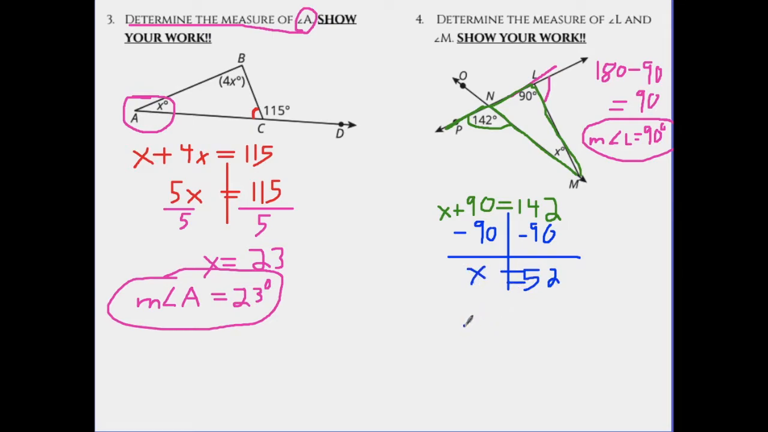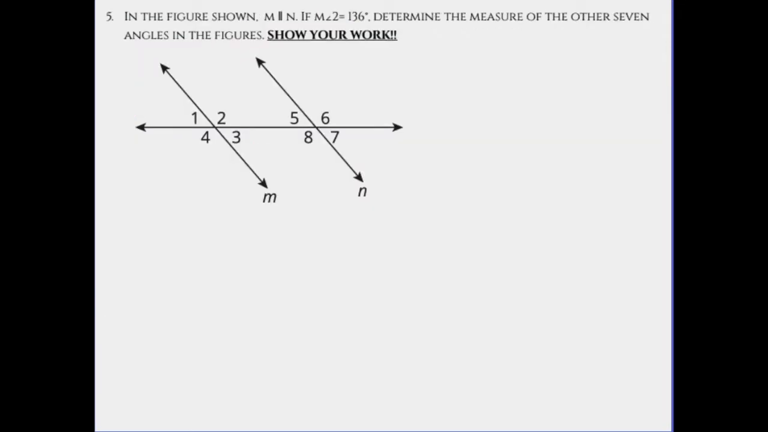So then at the end we're going to say measure of angle M is 52 degrees. Because it was only x, it wasn't x plus anything or x times something. So there's our two answers. We circled them and we showed work. We're good. All right. Let's check these other ones.